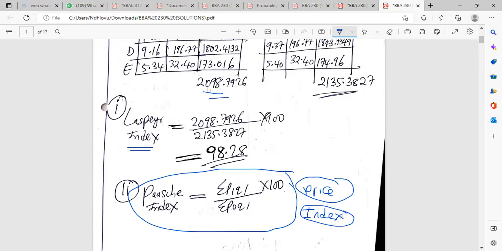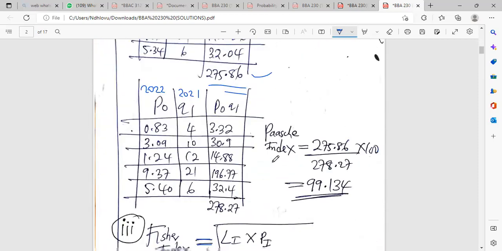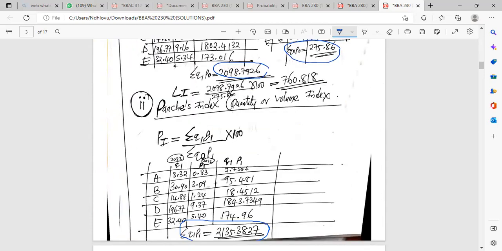Okay, I don't know if you've seen the difference. Yes, we have. The difference is just here, but the numerator is just the same, just that the arrangement is summation of Q1 P1 or summation of Q0 P1. This is where the problem is. This is where the difference comes in.